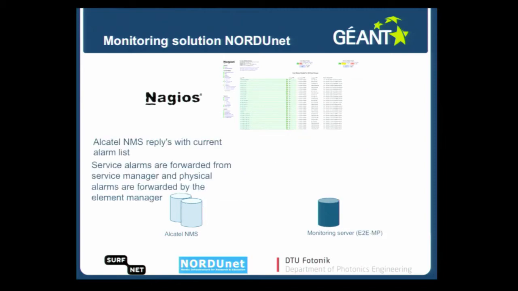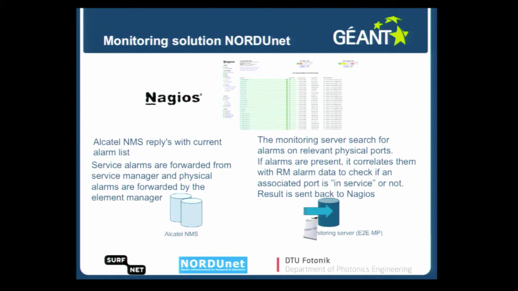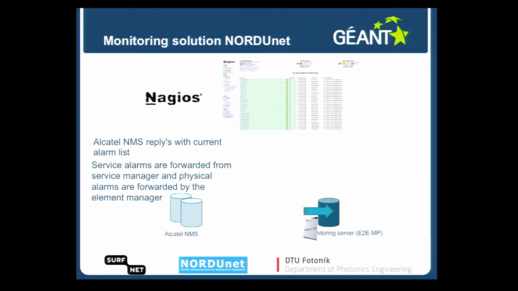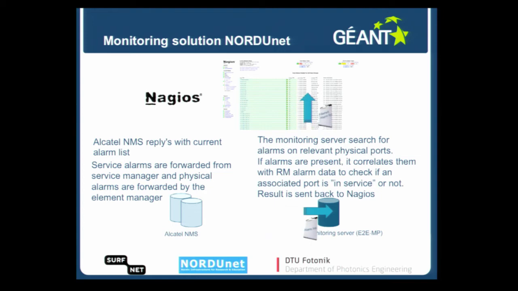The Alcatel NMS replies with the current alarm list of the service alarms and the actual physical alarms of the element manager, and this alarm list is then filtered and correlated from the monitoring server, to check whether or not the affected service, the affected port, is actually in service or not, and if so, the result is sent back to Nagios. I'm going the wrong way in the animation, sorry. It's not sent back to the Alcatel NMS again. It's sent back to the Nagios system.